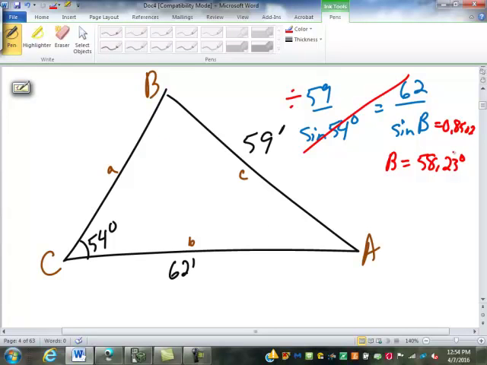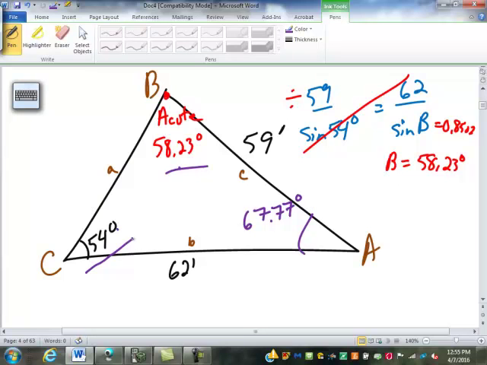Now the way this picture is drawn is kind of ambiguous because this is almost like a right angle here. I can't tell whether it's acute or obtuse. I am going to tell you right now that it's an acute angle. Okay? So it is 58.23 degrees. Which means this one down here has to be 67.77 degrees. Why does that have to be 67.77? Because I add these all up and subtract from 180.